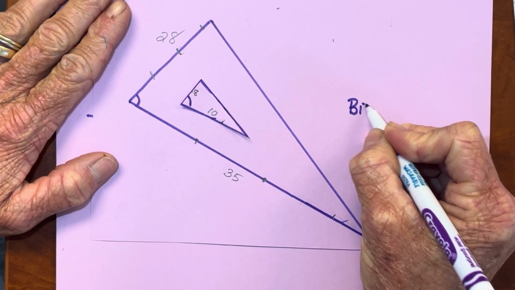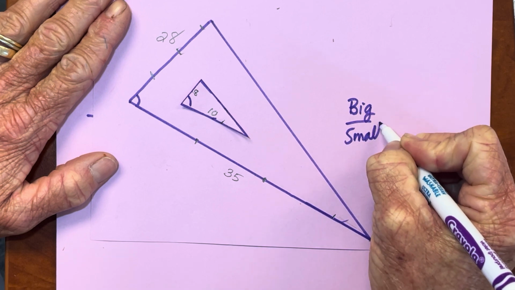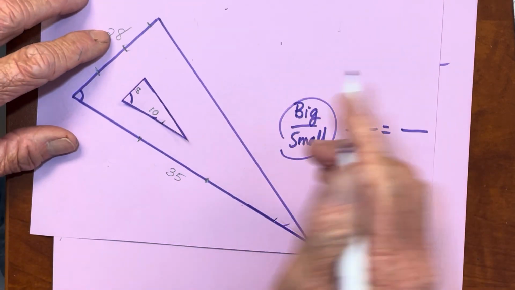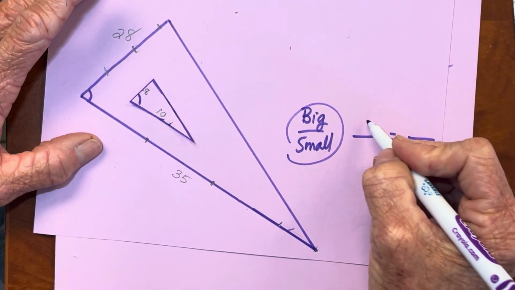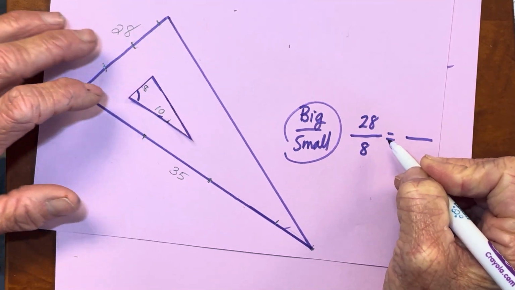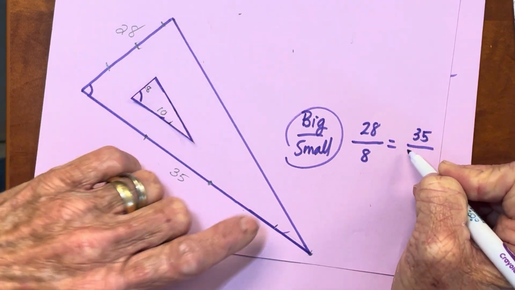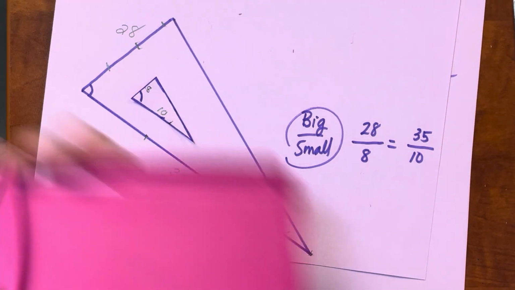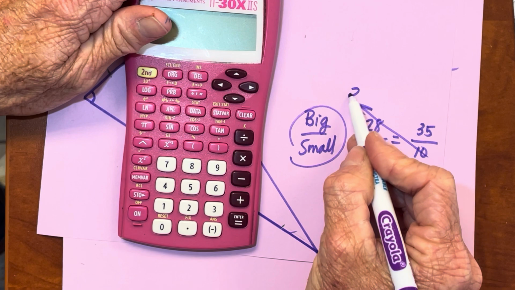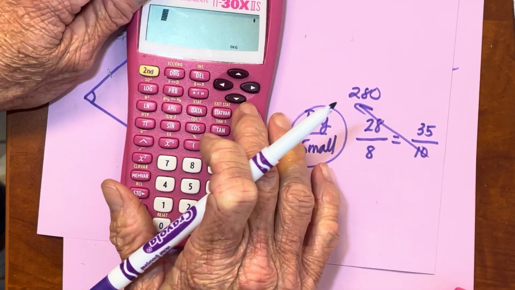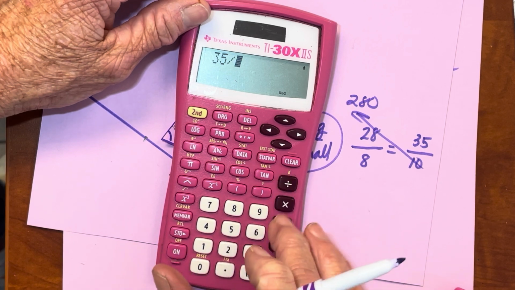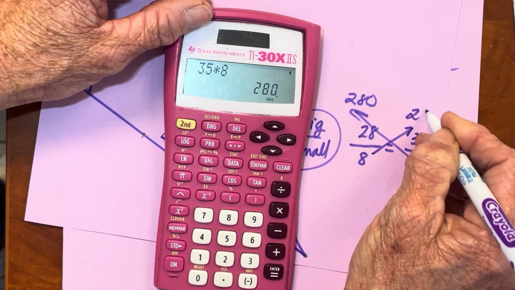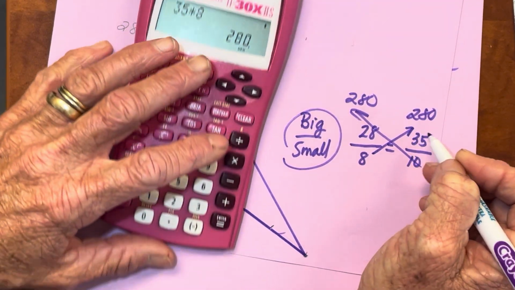I'll do big over small as I set them up using the concept of proportionality. So the big side, this side here is 28, the small side is 8, and the larger triangle, the big side is 35 and the small side is 10. Let's take cross products and see if those products are the same. Well, we know this one's going to give us 280, 28 times 10, and then 35 times 8 on the other diagonal also gives us 280. So I can see that those sides are proportional.